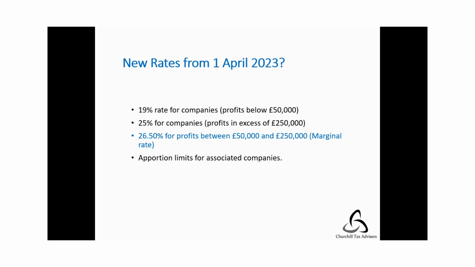So these limits are apportioned for associated companies. If you have two associated companies, this will be 25,000, and this will be 125,000. So the small rate limit will be 25,000. And if you have three, that will be apportioned further. The limits are also apportioned for shorter periods, where you have a 9-month period or a 6-month period. The rates are apportioned.